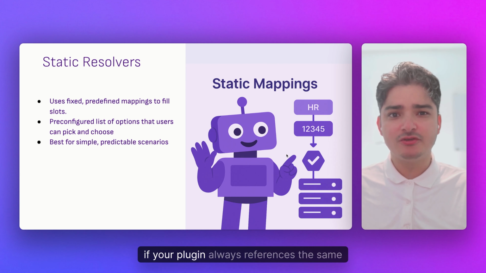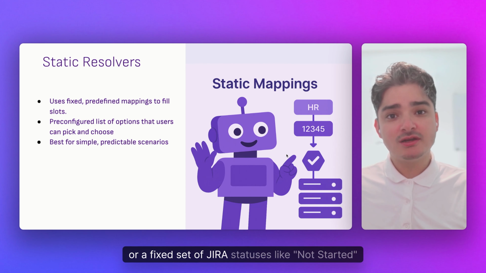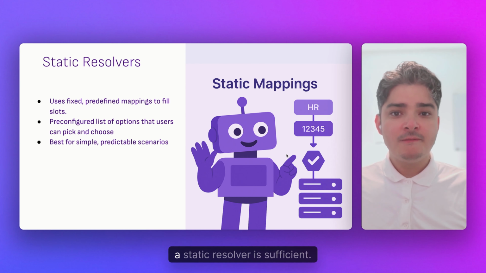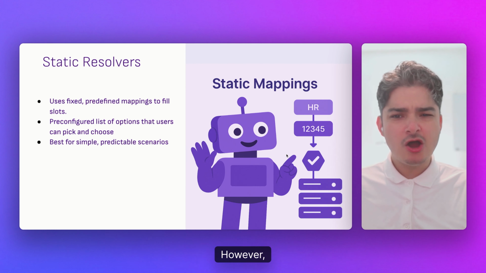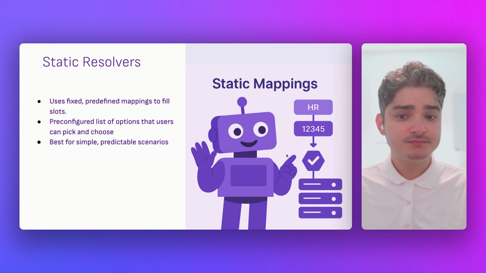For instance, if your plugin always references the same department or a fixed set of Jira statuses like not started, in progress, or done, a static resolver is sufficient. However, they're less suited for dynamic, user-specific inputs.